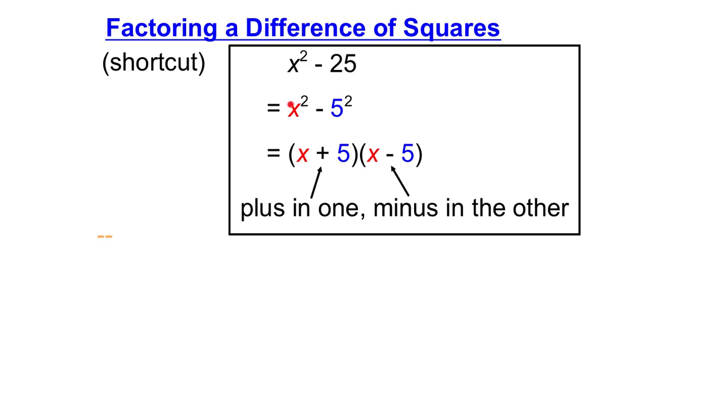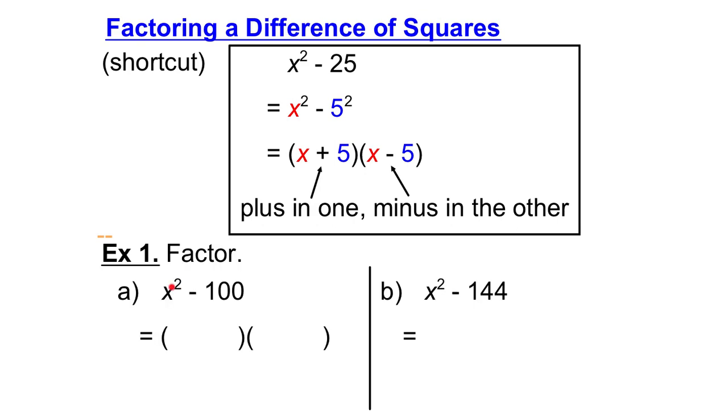Notice the square root of x squared is x. The square root of 5 squared is 5. I always end up with the square roots of my two terms in the brackets. I just have a positive sign in one and a negative sign in the other. So that's really the shortcut. If I have x squared minus 25, I can jump right to the answer to get to the factored form. Square root of x squared is x, square root of 25 is 5, plus in one, minus in the other. So now you try. Factor these two expressions. Pause the video and try it.